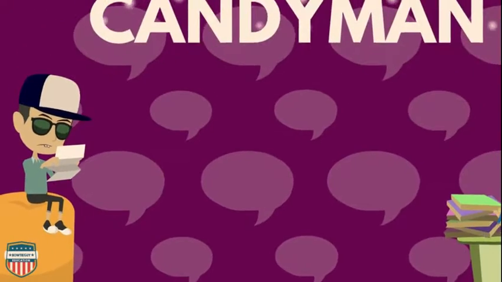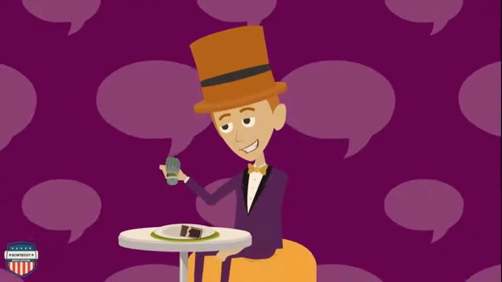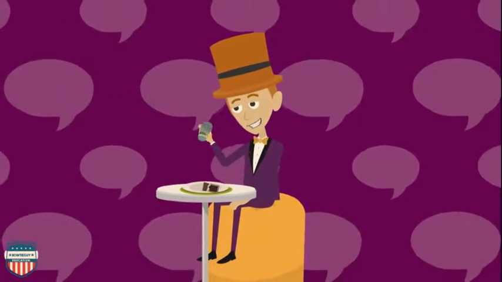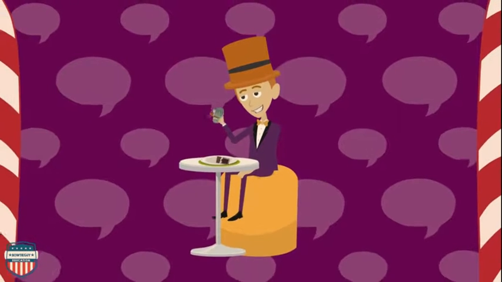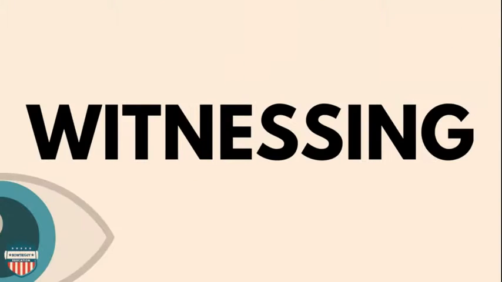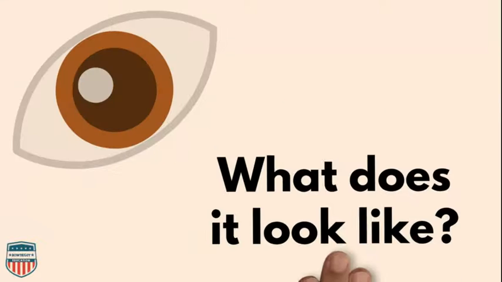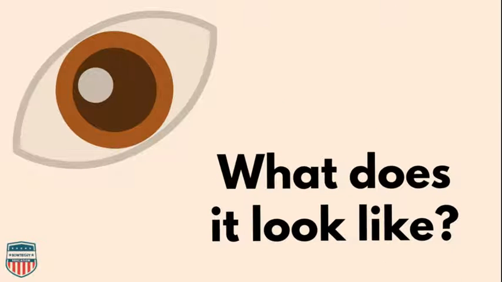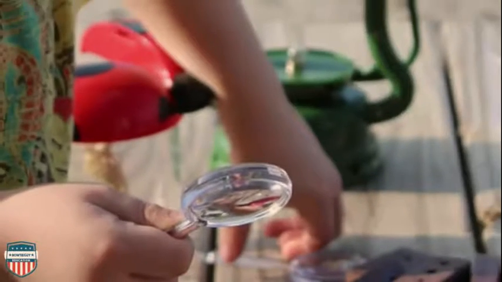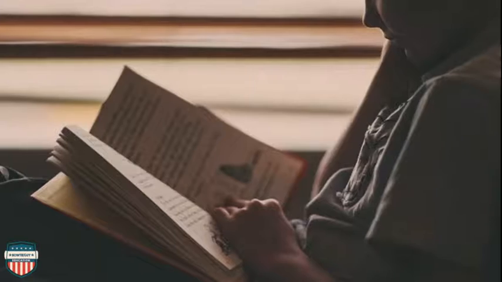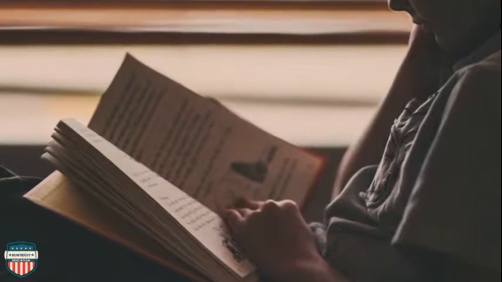This week in class, we're reading about a candy man who owns a chocolate factory. My students are trying to improve their comprehension by seeing, witnessing, observing, viewing, inspecting what everything in the story looks like. What does the candy look like? What do the characters look like? By using their sense of sight, my students are constructing a mental image of what they're reading. It's improving their comprehension, and they're making a movie within their mind.